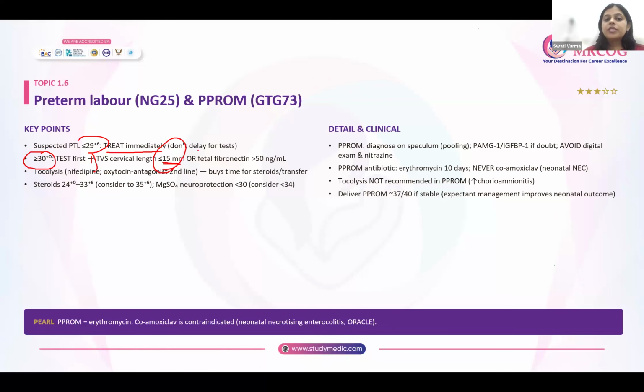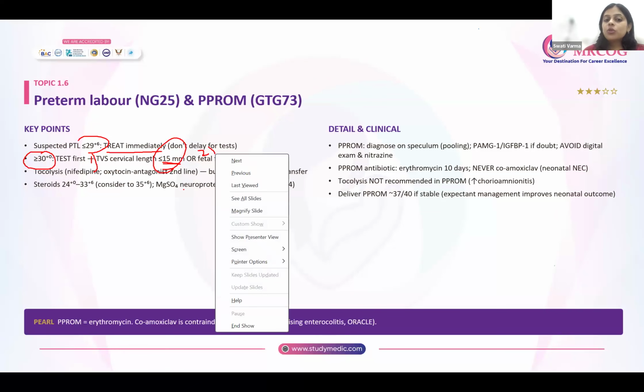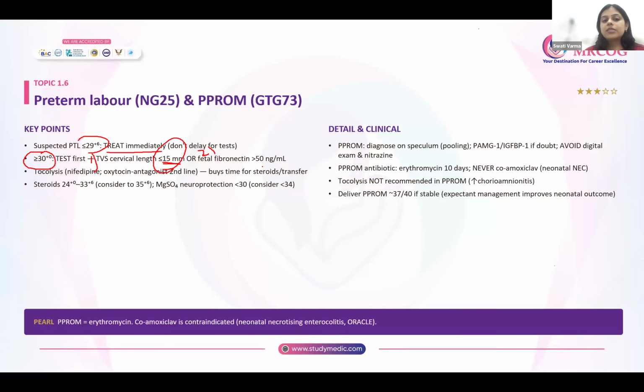Or sometimes TVS might not be available, then comes the role of fetal fibronectin. So if you are carrying out fetal fibronectin, the threshold is 50 nanogram per ml. So 15 and 50, remember this. If fetal fibronectin comes out to be more than 50, not less than 50, more than 50 nanogram per ml, then again she is at high risk of going into preterm labor. So that demands treatment now. So treatment will be in the form of either tocolysis and or steroids and or Maxelf. These three are the main treatment components.